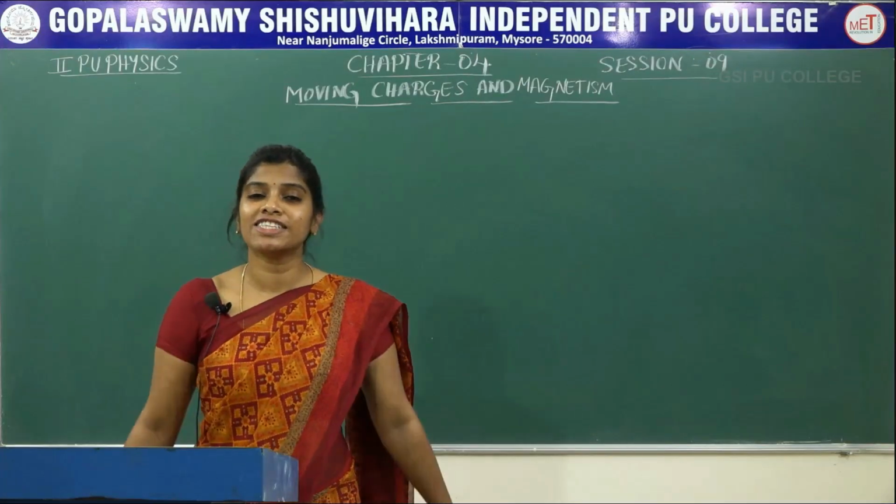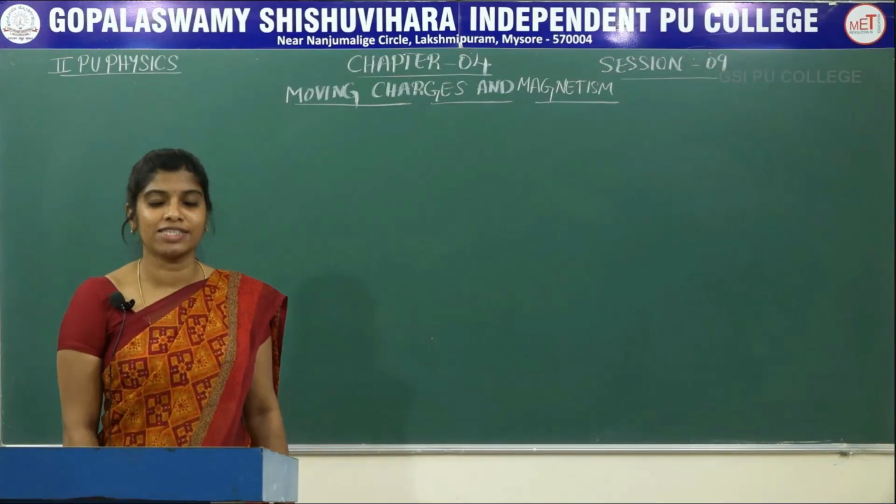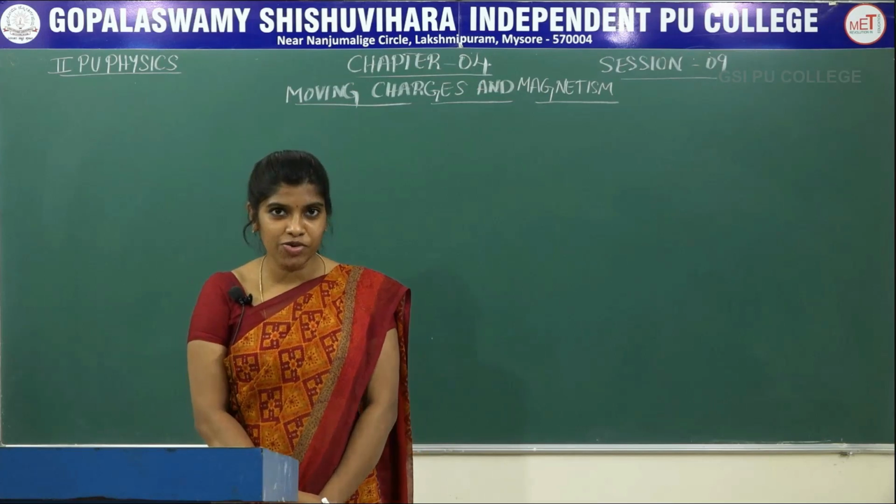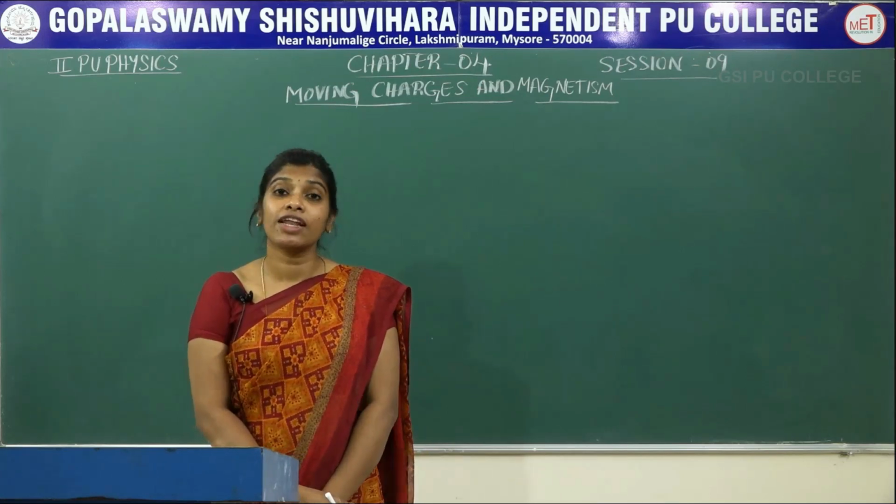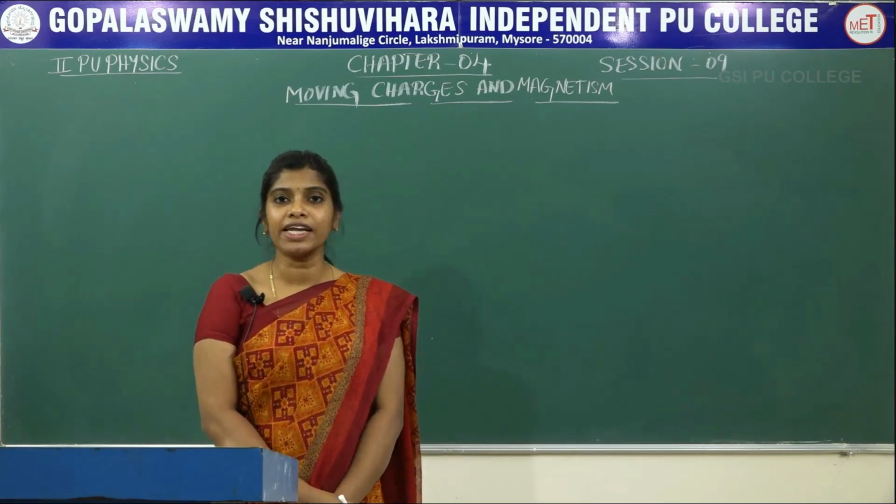Hello everyone, this is session 9 of the chapter Moving Charges and Magnetism. Today we are going to discuss the circular current loop as a magnetic dipole.